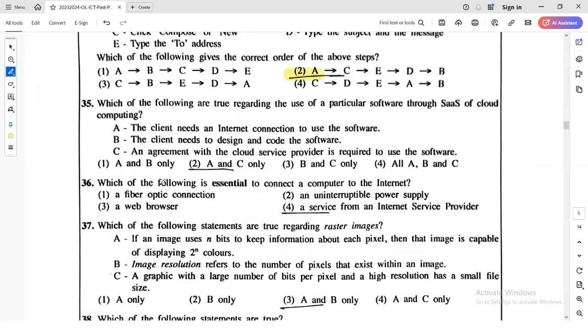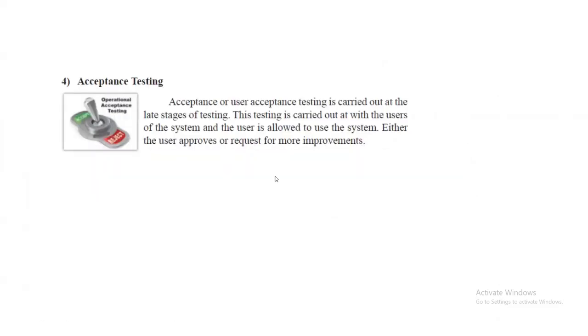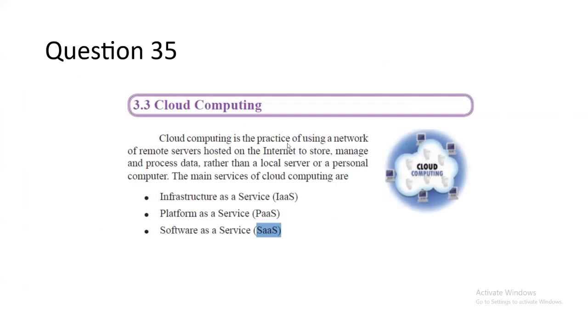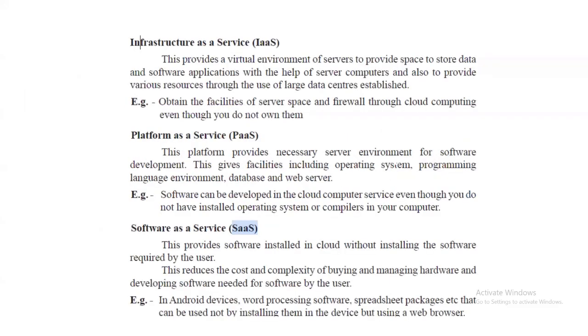Which of the following are true regarding the use of particular software through SaaS of cloud computing? So, hope you remember these terms, right? Cloud computing is a practice where you use the internet to store, manage, and process data rather than having it on local machines. In that case, we have infrastructure as a service, platform as a service, and software as a service, right? In this question, they have asked about software as a service. I will go for that first.